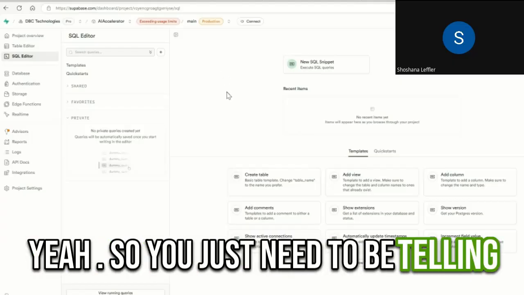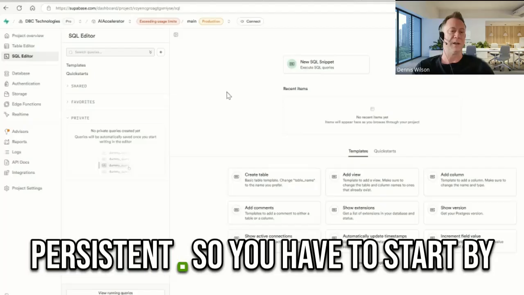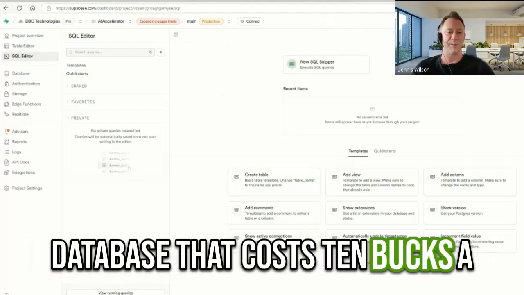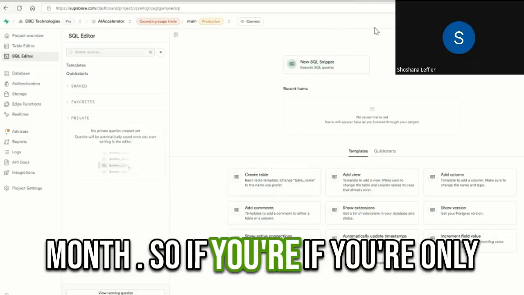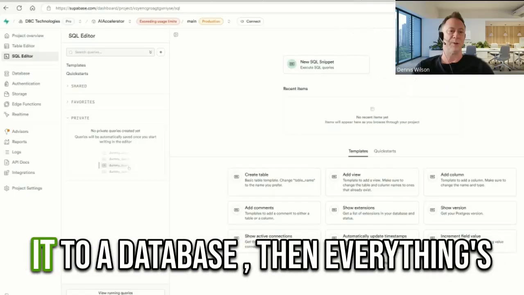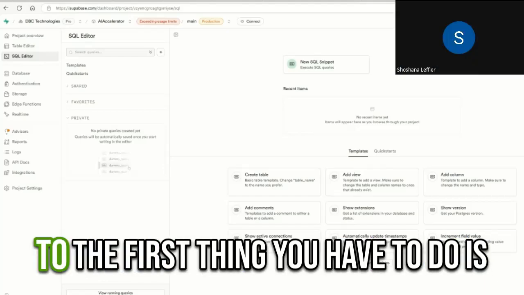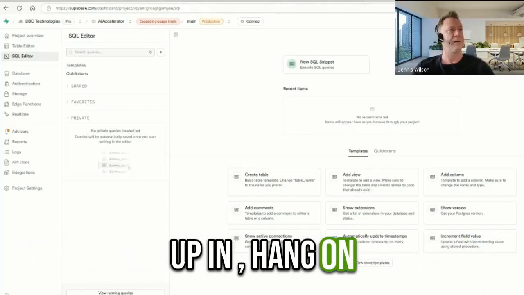Yeah, so you just need to be telling it that it needs to be database persistent. So you have to start by attaching your project to a database that costs $10 a month. So if you're only using Bolt and you haven't attached it to a database, then everything's in your local context. So the first thing you have to do is hang on.